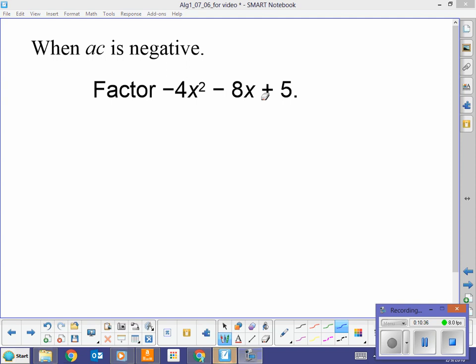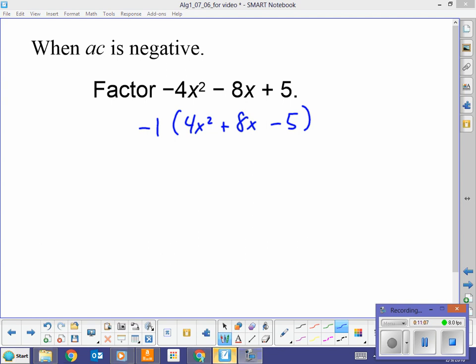Okay, when A times C is negative, so this is a positive, this one's negative. So in this case, we're going to have to factor out a -1 first. Okay, we want to work with positive numbers. We'll factor out a -1. That leaves 4x squared plus 8x minus 5.